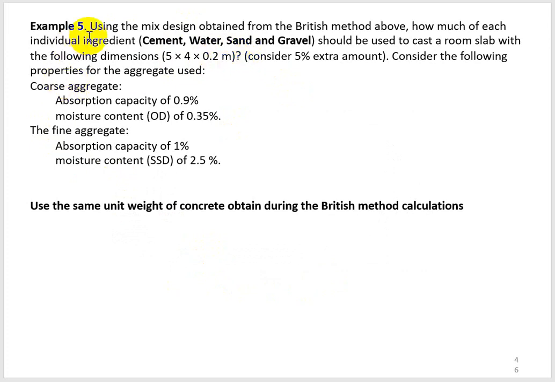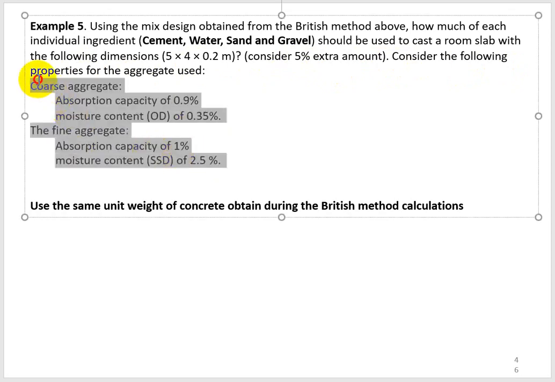For example, in our case in example number 5, we are using the mix design obtained from the British method. So all the information we obtained from the British method, we're going to use in this example. So how much of each individual ingredient is needed? It is the same example as you have in your homework and in lecture 2. It should be used to cast a roof slab with the following dimensions. Consider 5% extra amount. Consider the following properties.